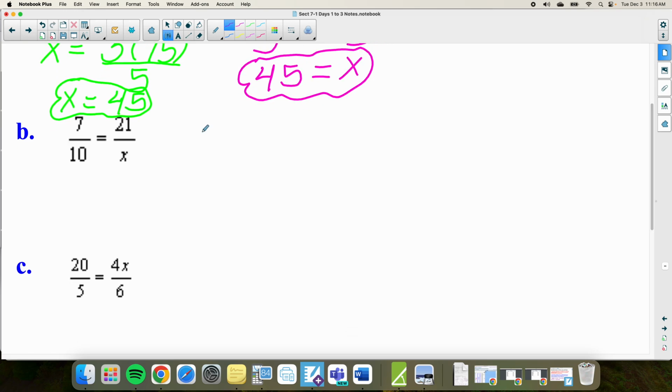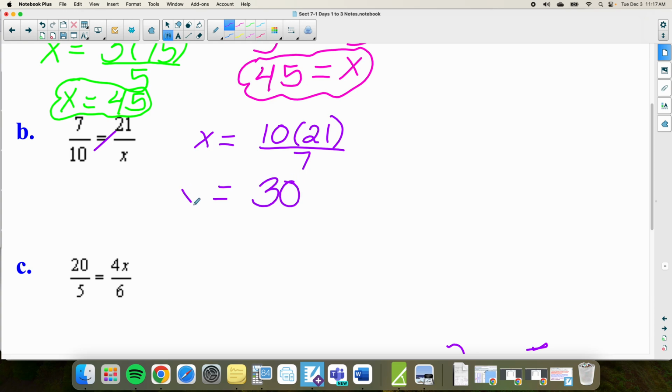So in this one, if I did it that way, which 2 would I multiply? Yep, so I'd go 10 times 21, and then I would divide it by the 7. And you don't have to write anything. You can just type in your calculator 10 times 21 divided by 7, and did you get 30? Okay.